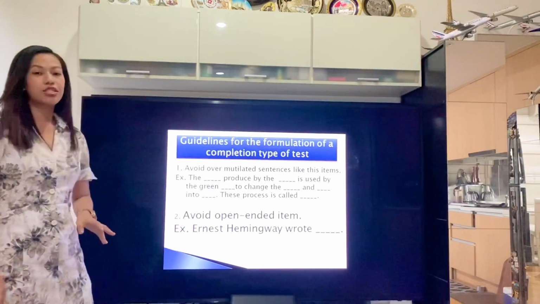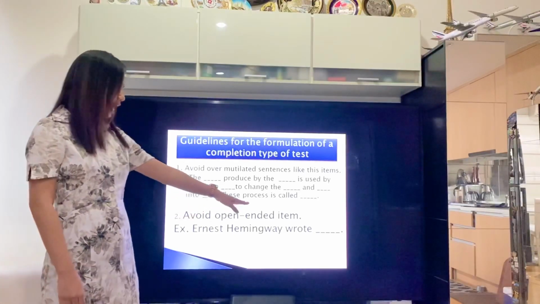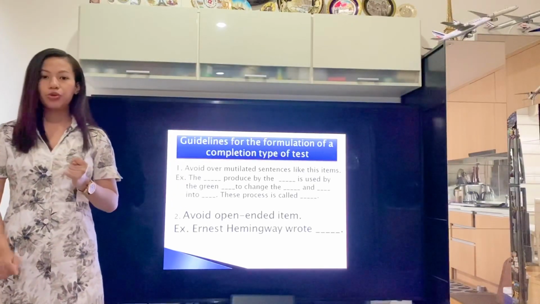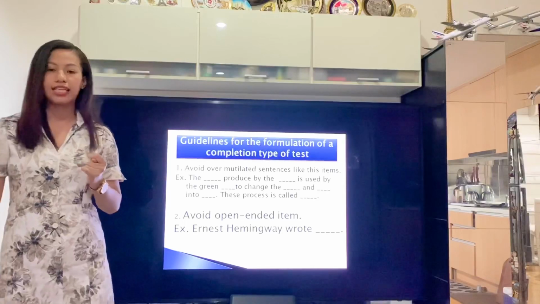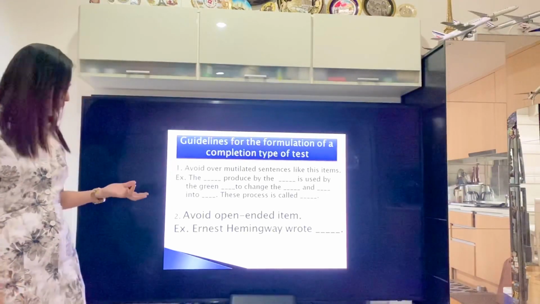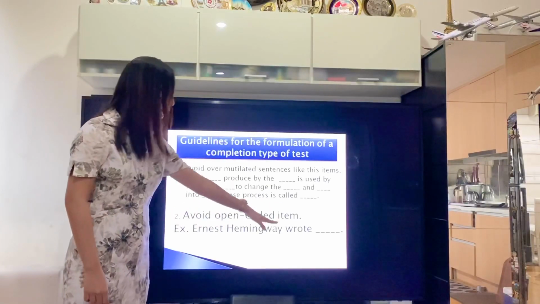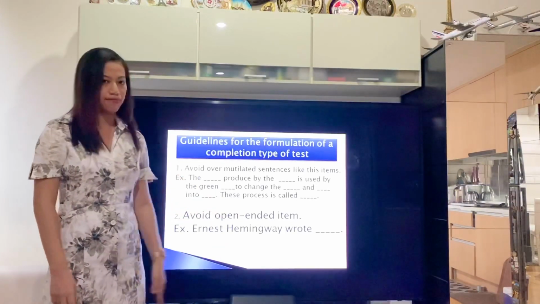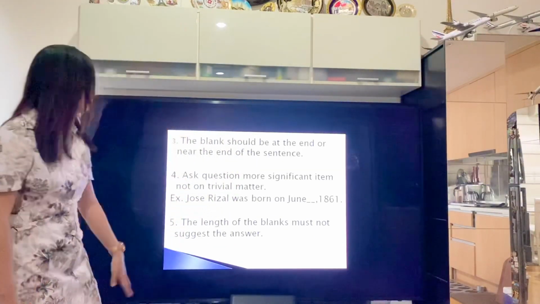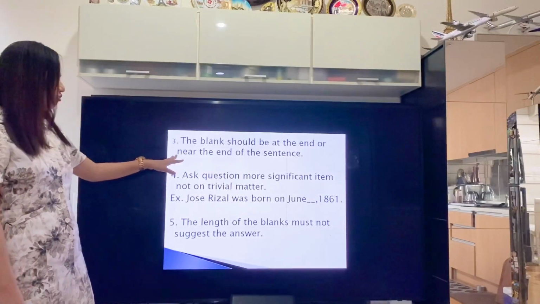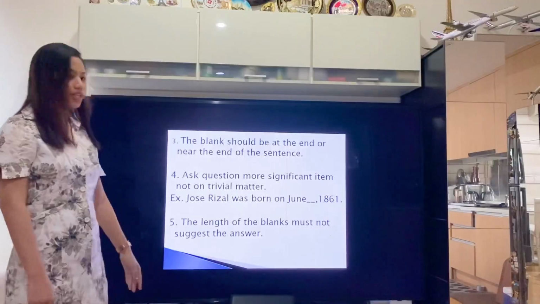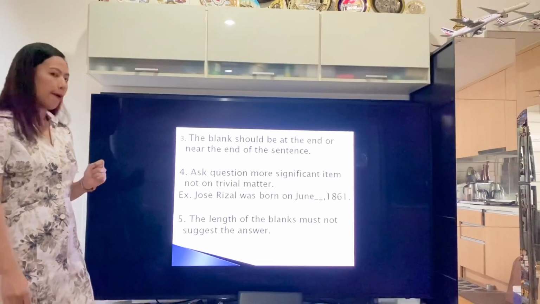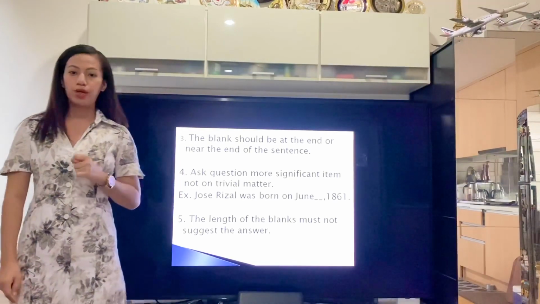Next, number 2, avoid open-ended items. So, open-ended items, questions kasi, are those which require more thought and more than a simple one-word answer. Like this, Ernest Hemingway wrote blank. So, ang answer niya ay mahaba. So, we need to avoid open-ended items. Next, number 3, the blank should be at the end of or near the end of the sentence. Number 4, ask more significant items, not trivial matters. So, we need to make questions more significant.